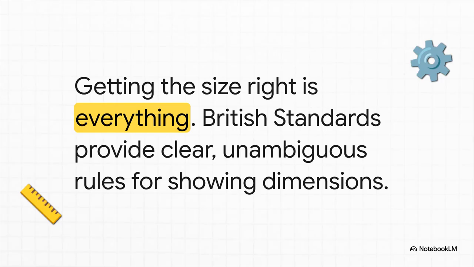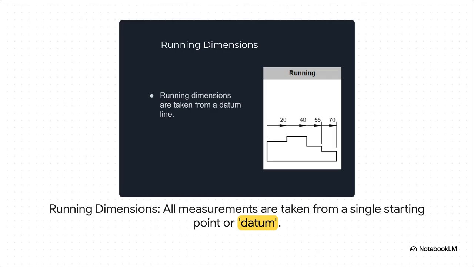This is where things get really serious. An idea is great, sure, but a product can only be made if its exact size is communicated perfectly. A mistake of just a single millimeter here could be an absolute disaster, so the rules for dimensioning are incredibly strict and crystal clear. So, one key technique is using running dimensions. See how every single measurement starts from that one line on the left? That's called a datum. You can think of it like a home base for all your measurements.